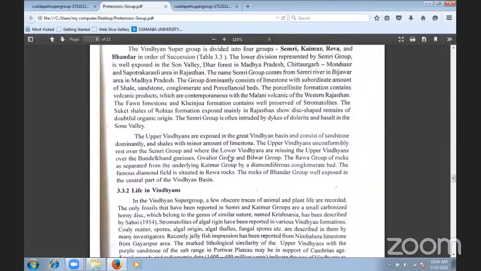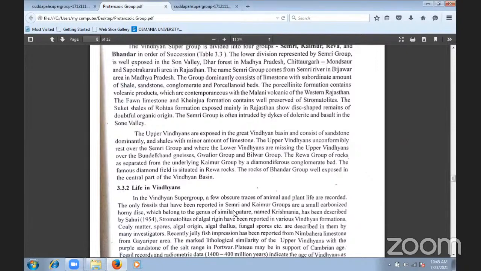When you come to the upper Vindhyans, they are exposed within the greater Vindhyan basin and consist of sandstone dominantly and shales with a minor amount of limestone. The upper Vindhyans unconformably rest over the Semri group, and where the lower Vindhyans are missing, the upper Vindhyans rest over the Bundelkhand gneisses.